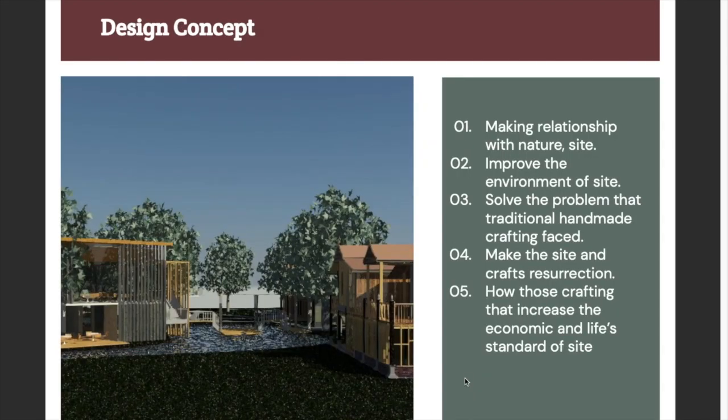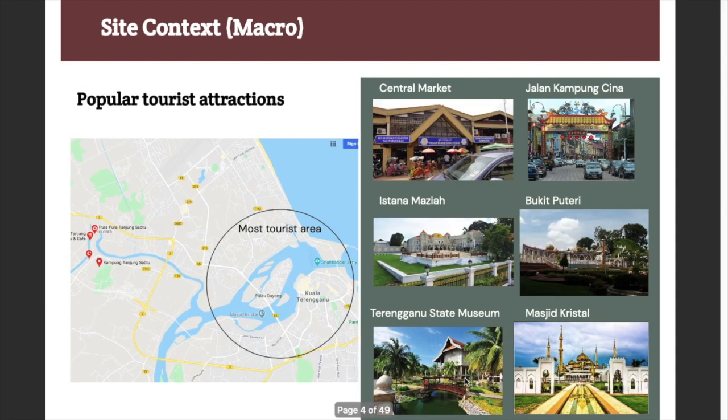My design concept will be making a relationship with the nature and site, improving the environment of the site, solving the problem that traditional handmade crafting faces, connecting the site and the craft restoration, and improving the economy and the living standard of the site.